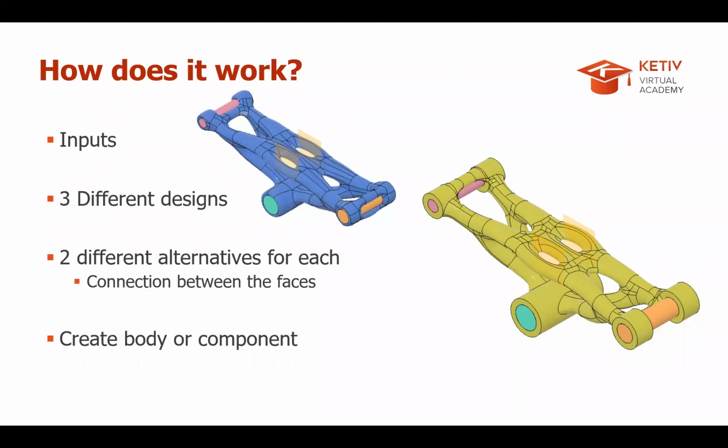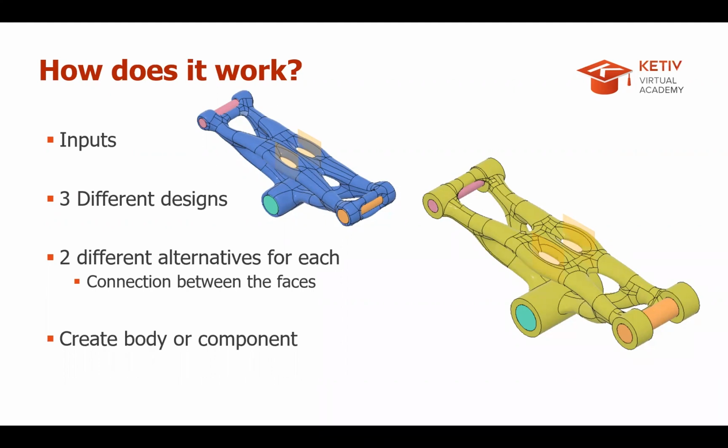So how does it work? Instead of the various inputs that generative design asks for, the automated modeling tool only asks for the faces that you want to connect and which bodies you want to avoid. And it gives you 6 different outputs. 3 of them are different designs where their geometry is quite a bit different from each other, and then 2 alternatives for each of the designs.